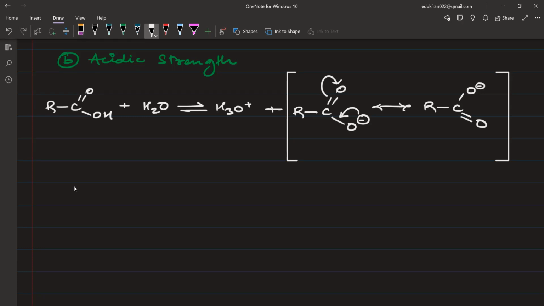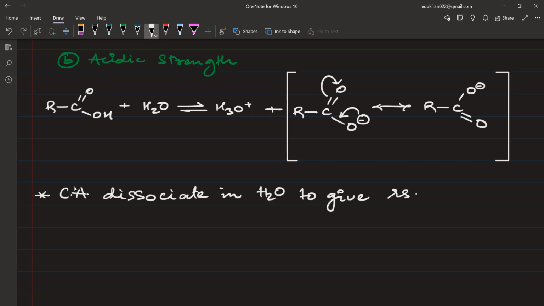Please write: carboxylic acid dissociates in water to give resonance stabilized carboxylate. This is important, ठीक है ना? Resonance stabilized.